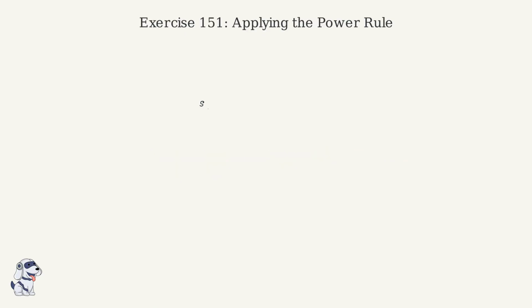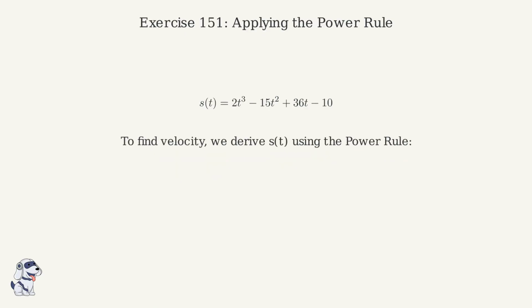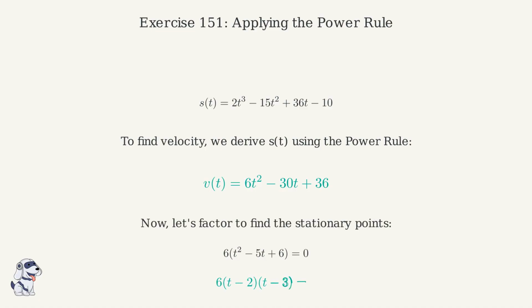It is that simple. Let's look at exercise 151. We are given the position function s of t equals 2t cubed minus 15t squared plus 36t minus 10. To find the velocity, we apply the power rule to each term. Differentiating each term, we get 6t squared minus 30t plus 36. This is our velocity function. To see where the particle stops, we set velocity to 0 and factor. Factoring is incredibly helpful because it clearly shows the particle is stationary at t equals 2 and t equals 3 seconds.